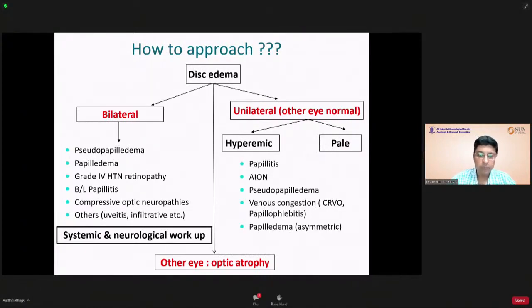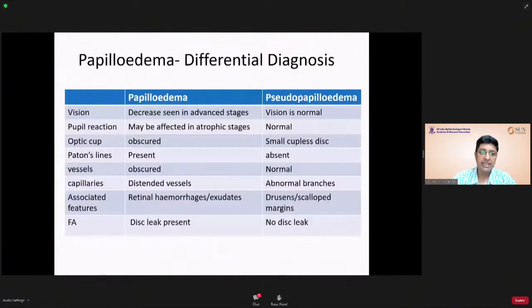On the other hand, if you have a unilateral disc edema, essentially meaning that the other eye is normal, which was well covered by Rashmin, you can say whether it's hyperemic or pale. And of course, if the other eye has optic atrophy, again you're back to the thought that there may be a disorder that's bilateral but affecting asymmetrically, like compressive lesions involving the chiasma, where one eye gets affected much before the other. Or it could be a unilateral abnormality like ischemic optic neuropathy or optic neuritis involving one eye first and then going on to the other eye. So that's how I would tend to approach any disc edema.